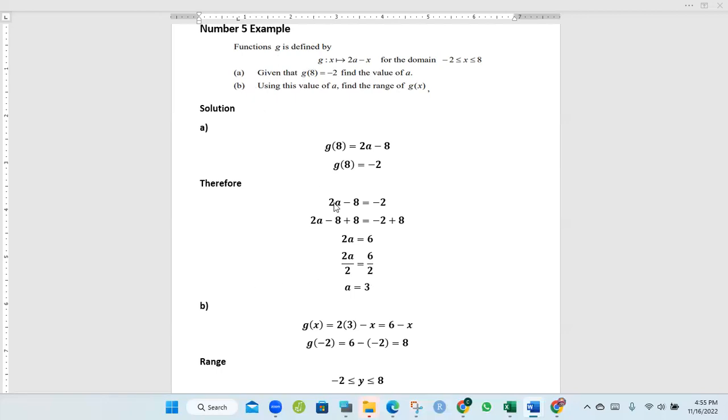So in a nutshell, create an equation and solve for a by substituting 8 in the place of x. When you solve for a, you can complete the function and find out what g is at the other end of the domain. Then complete the range with the smaller value on the left and the bigger value on the right, and use the letter y in the middle. And that will be the range. Solving for a and finding the range.